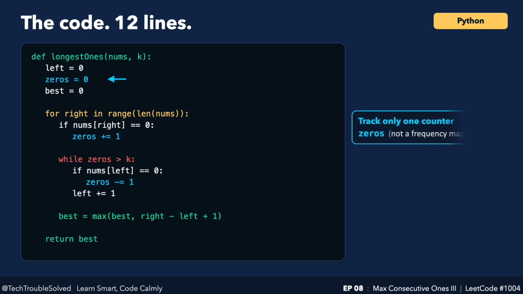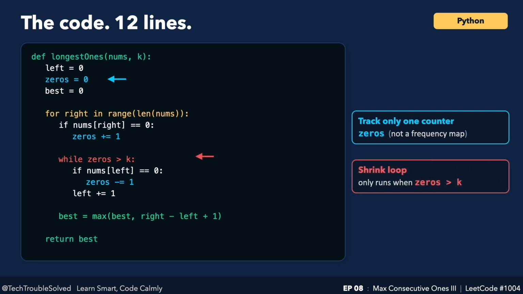1 counter, not a map. Not 26 characters. 1 integer. That's the entire consequence of having binary input. The shrink loop only runs when something is broken. If the window is already valid, this never executes.